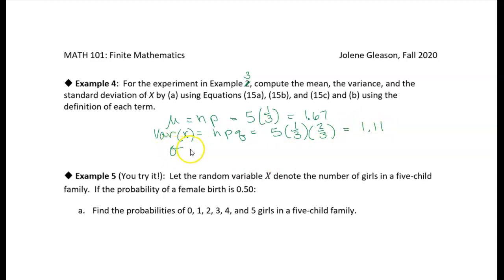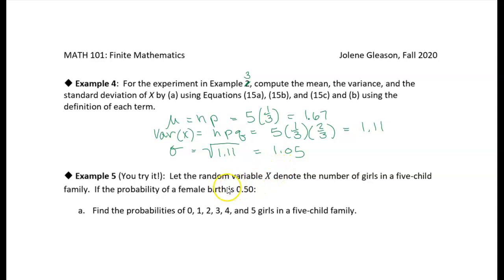And the standard deviation, using the formula, is nothing new. It's just the square root of the variance. So it's just going to be the square root of 1.11, which gives us 1.05. So there you go. That's example 4.